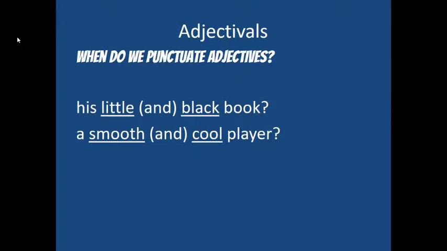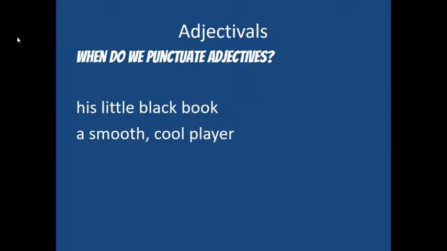Here's why. Well, when I can put the word and between the two adjectives and it makes sense in my head, my grammar gut, well, that means then cool, put a comma there. So could I say his little and black book? No, he doesn't have a little and black book. So no for that. But could I say he's a smooth and cool player? Yeah, that makes sense. So if I can put an and between them, it's a great place to put a comma between them. So therefore, this one doesn't get a comma, but this one does.